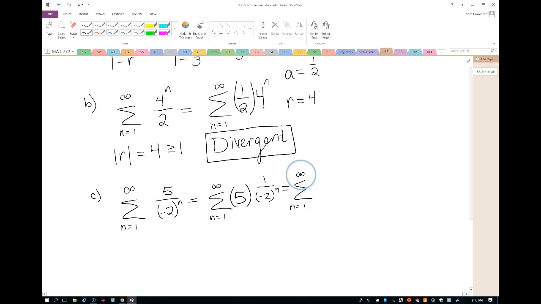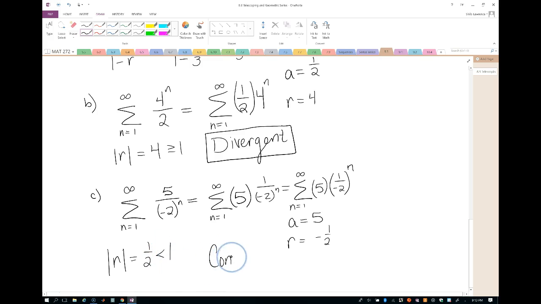Because when I raise my fraction to the n power, 1 to any power is still going to be 1. So it doesn't hurt us to go ahead and lump the 1 in with our -2 and raise the whole thing to the n power. We would get the same exact result. And now it's a recognizable format. We've got a geometric series with a equals 5, r equals -1/2. So the absolute value of r is 1/2, which is less than 1, which means this is convergent.